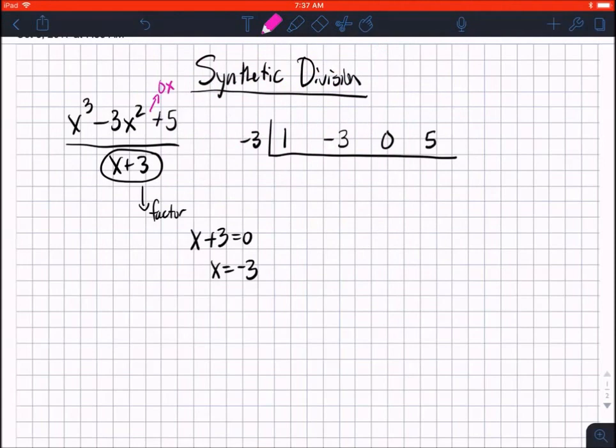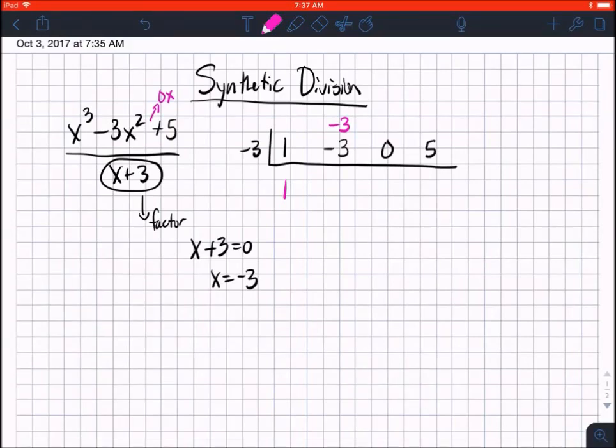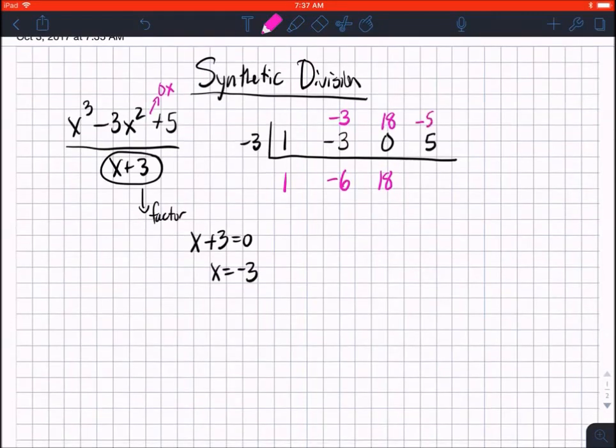All right, so then we're going to carry the 1 down. That's where we start: we always start by carrying the first coefficient down. Then we multiply and add. Negative 3 times 1 is negative 3. Then we add. Negative 3 plus negative 3 is negative 6. Then we multiply. Negative 3 times negative 6 is positive 18. And then we add. 18 plus 0 is 18. Then we multiply. Negative 3 times 18 is negative 54. Then we add. Negative 49.